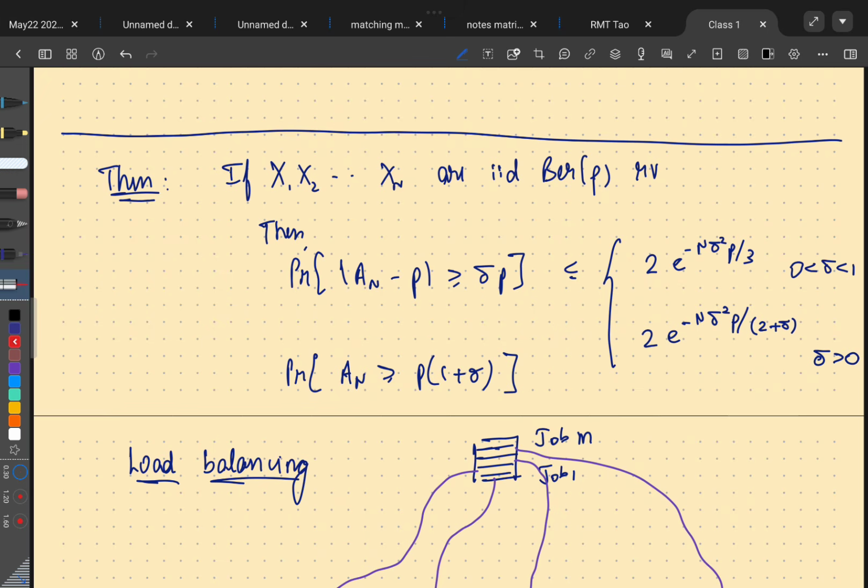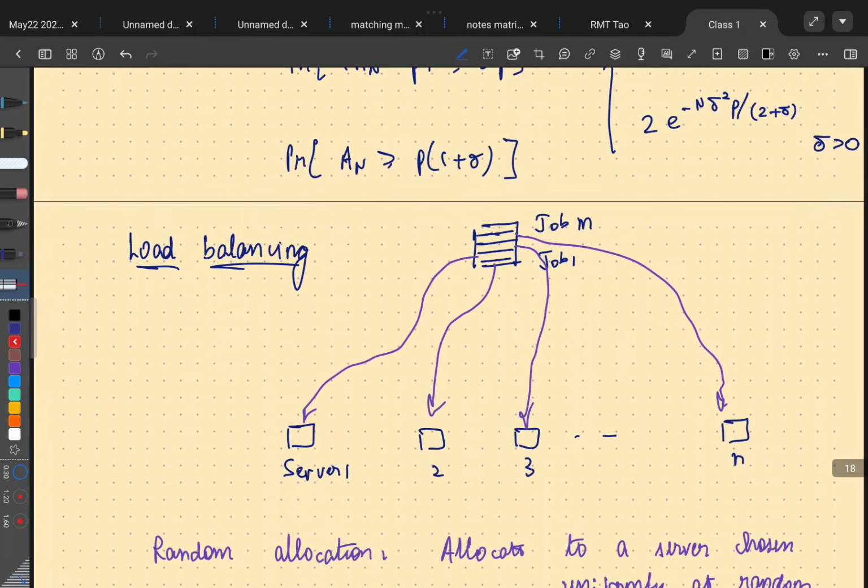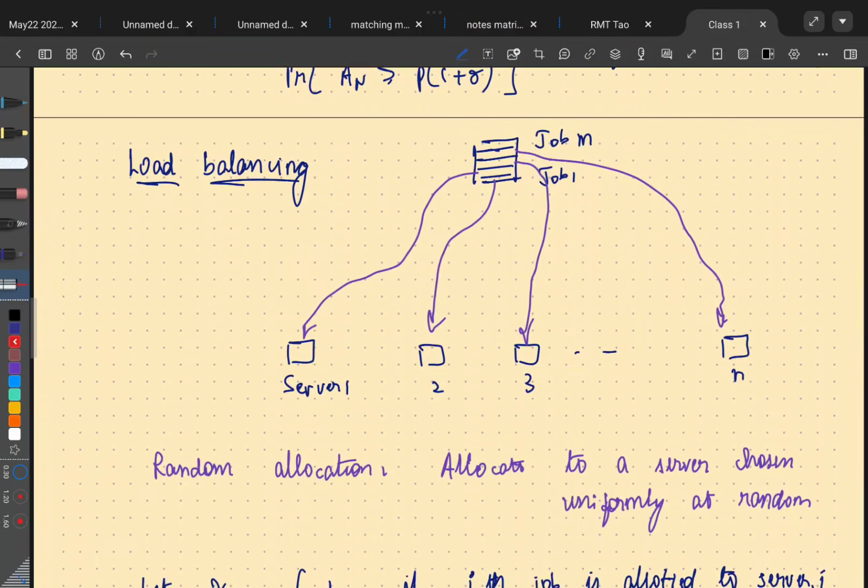Right? This is not the tightest possible bound that you can derive. You could derive something that's a little more tight, but it will be a more complicated function in terms of delta and n and p and so on. So this is not the best possible bound, but it's a good enough bound that we can use in many applications. Okay, and in the last class, we saw one particular application for load balancing.